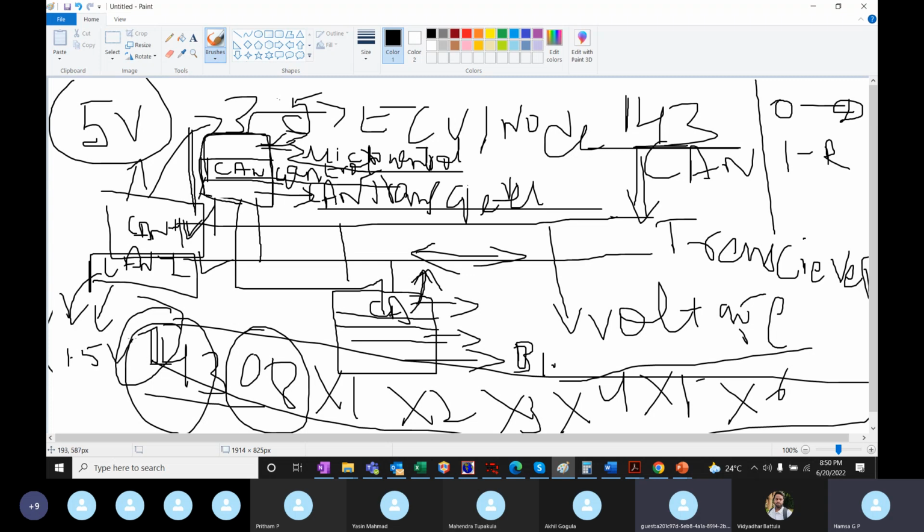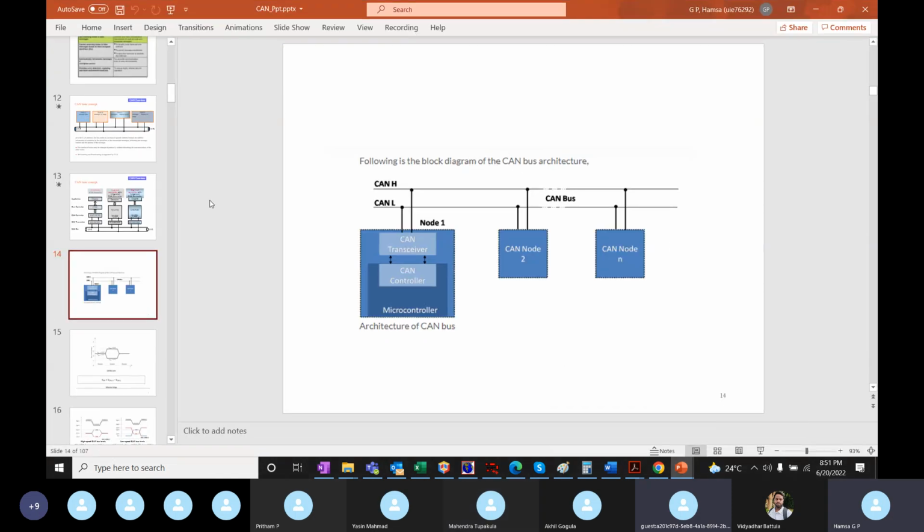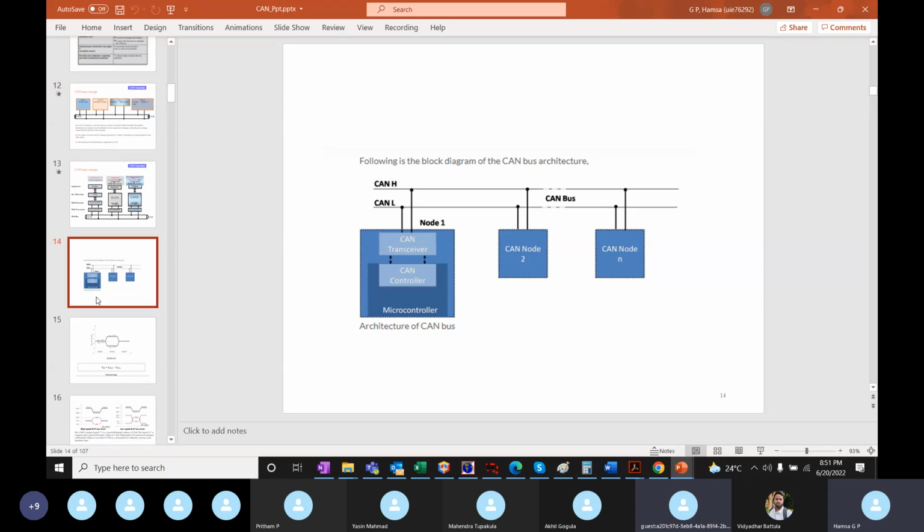So how is it converted into dominant or recessive, nothing but a 0 and 1? By taking the difference between these two voltages, 3.5 minus 1.5. What is the output when you do the subtraction? 2 volts. Whenever it is greater than 1 voltage, it is considered dominant. Whenever it is less than that, it is considered recessive.